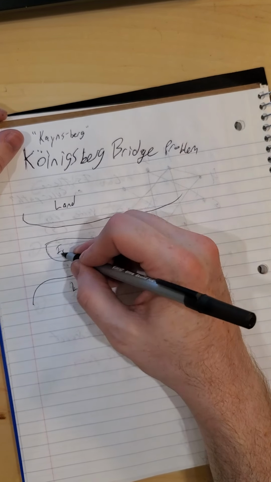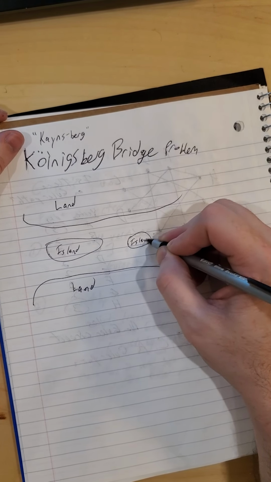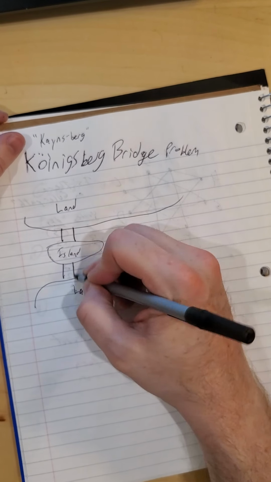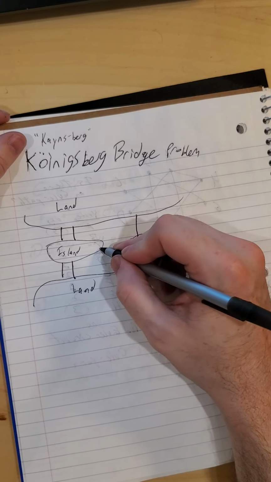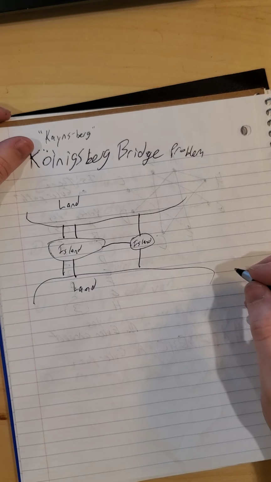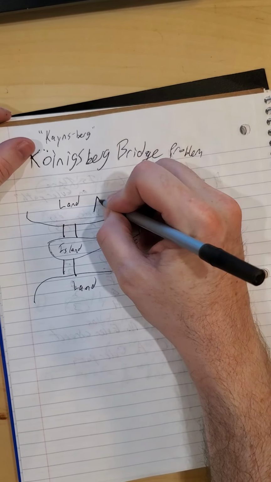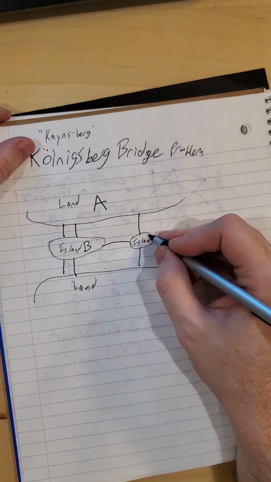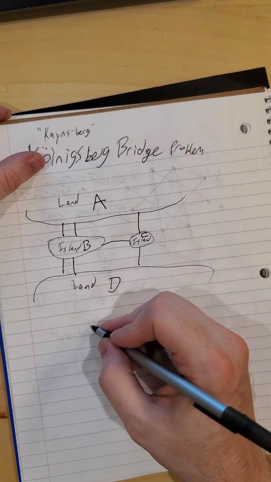two islands, two bridges on each side of the big island, one on each side of the little island, and one bridge connecting them. So let's go ahead and represent this in graph theory form. So the northern edge we'll call A, big island we'll call B, little island we'll call C, southern land D.